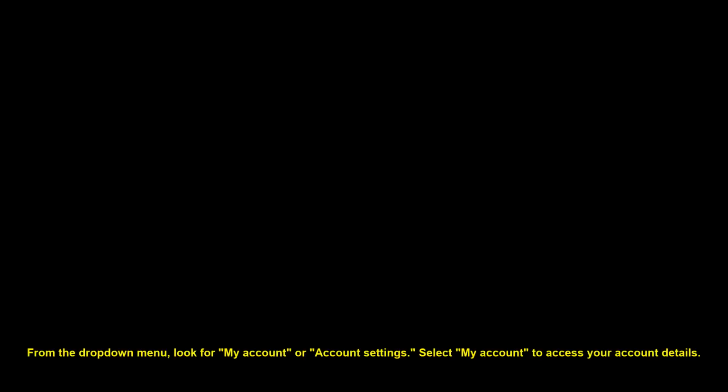Find and select Project from the list. When the project page loads, check for a settings icon, which usually looks like a gear. Click on the settings icon to reveal a drop-down menu. From the drop-down menu, look for My Account or Account Settings. Select My Account to access your account details.